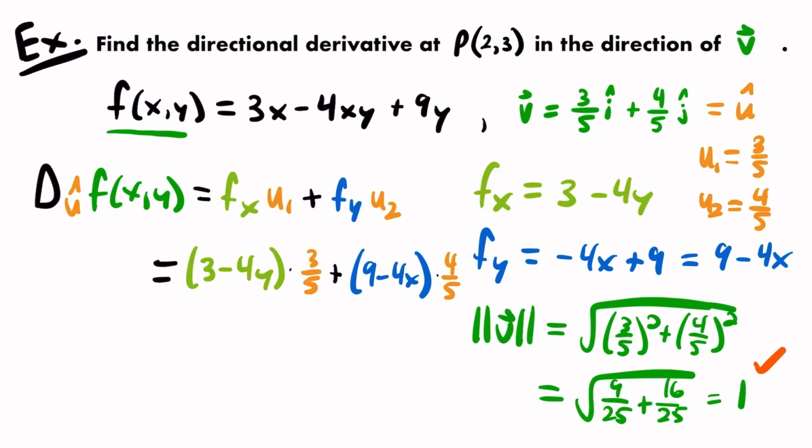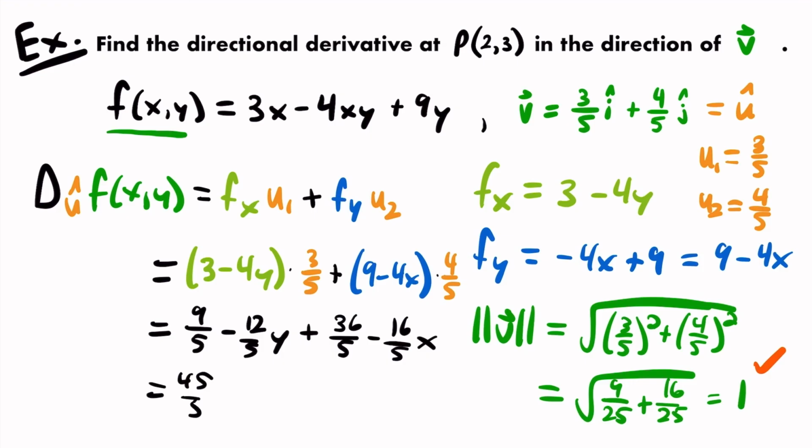Okay, and then simplifying, let's distribute 3/5 through this quantity and 4/5 through this quantity. If you do that, you'll get 9/5 minus 12/5 times y plus 36/5 minus 16/5 x. And then we can combine these two constant terms. 9/5 plus 36/5 would be 45/5, right? You get 45/5, but 45 divided by 5 is 9. So I'm just going to write down 9.